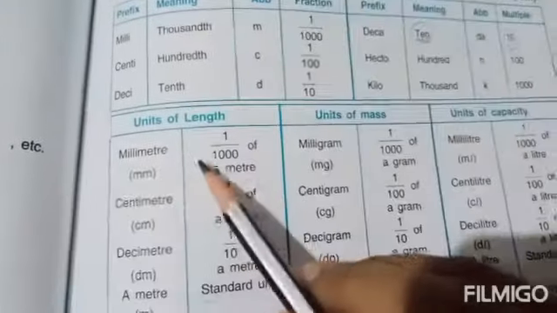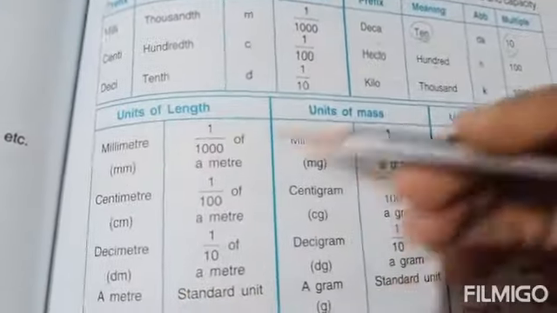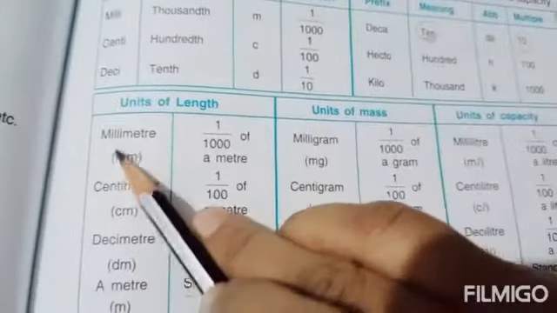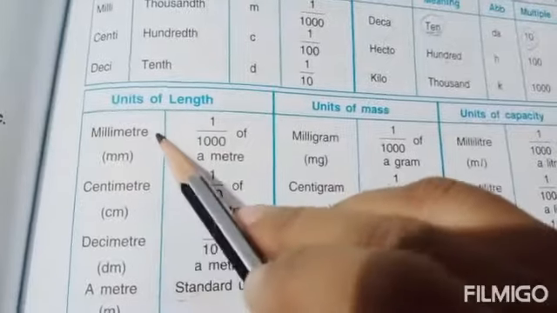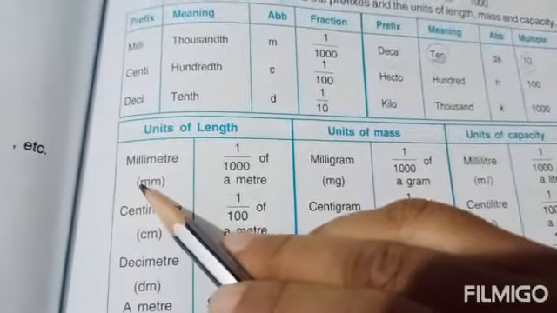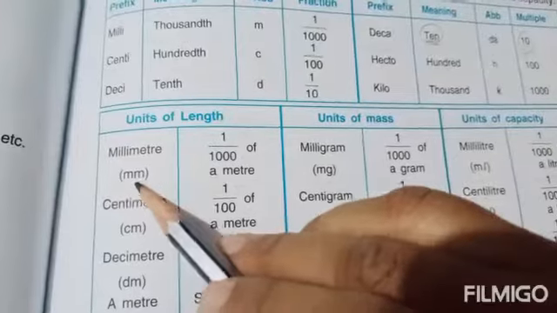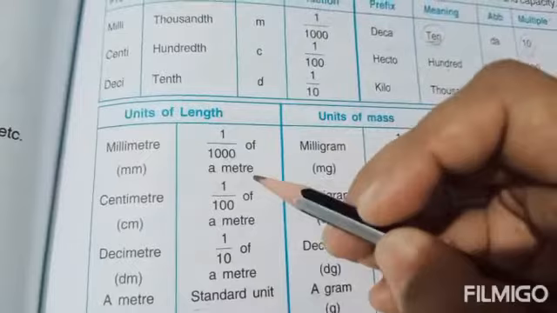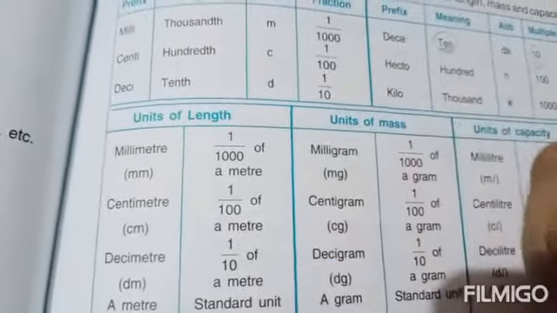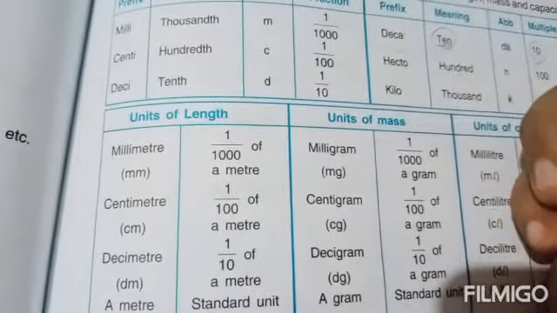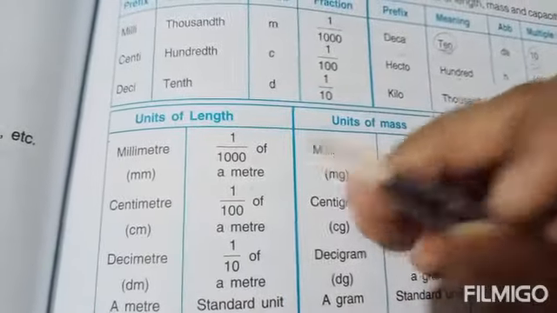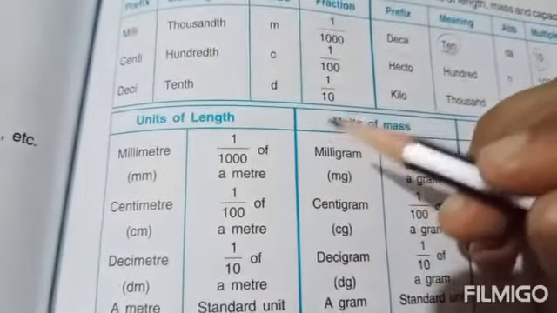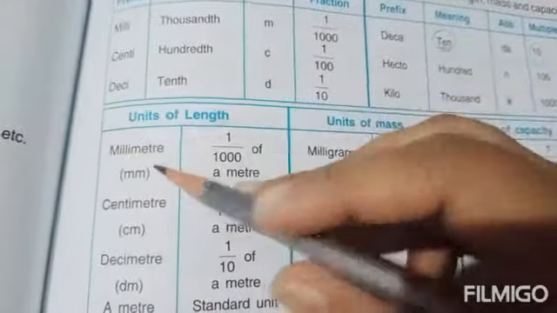Now in this table you can see units of length, units of mass and units of capacity. Okay, so let's see. Units of length, millimeter. How we will write millimeter? Small letter mm. This is millimeter. Now millimeter is 1 by 1000 of a meter. That means if 1 meter is divided into 1000 equal parts, each part is called a millimeter.